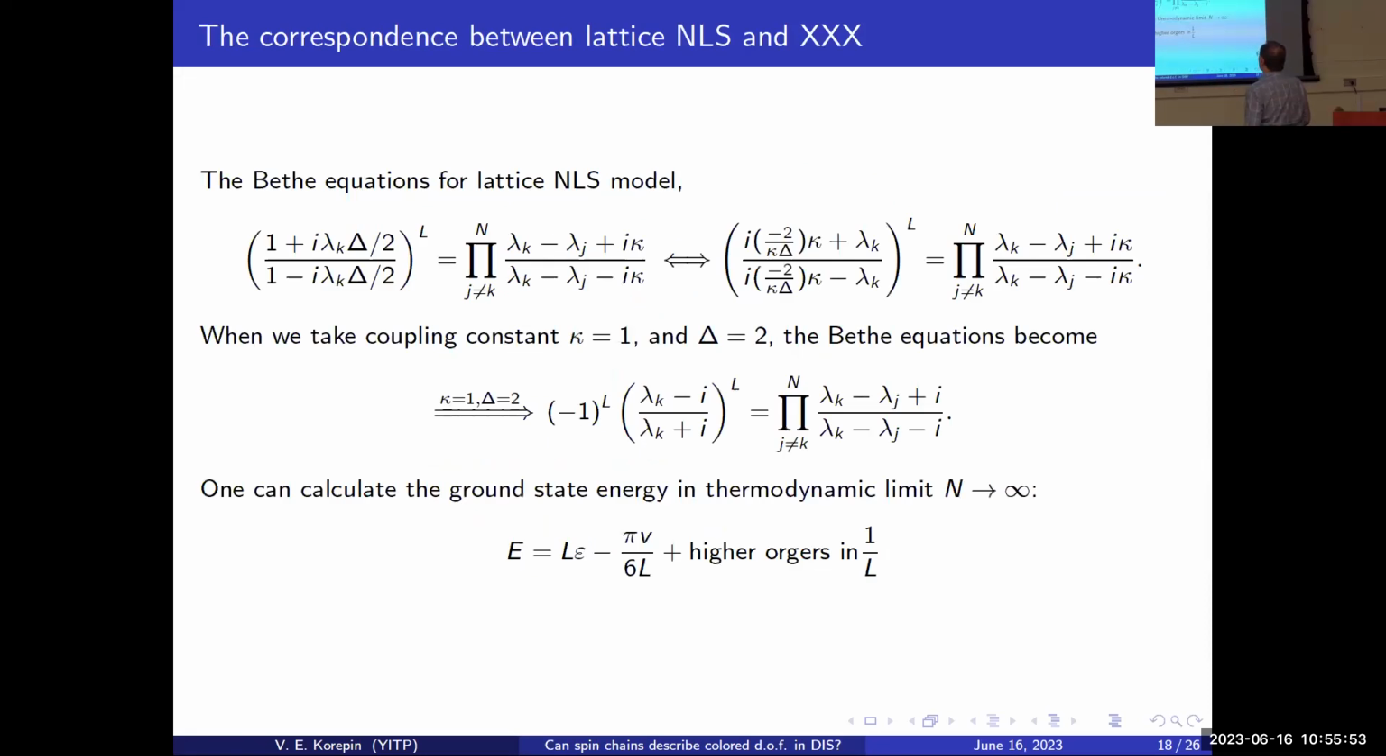The correction pi over 6 looks very similar to the Lüscher correction which appears, for instance, in strings. Both of them can be described by conformal field theory, so I just blame CFT. But this will disappear soon. This was just the method to calculate the central charge of the CFT. The short answer is yes. So I proceed.